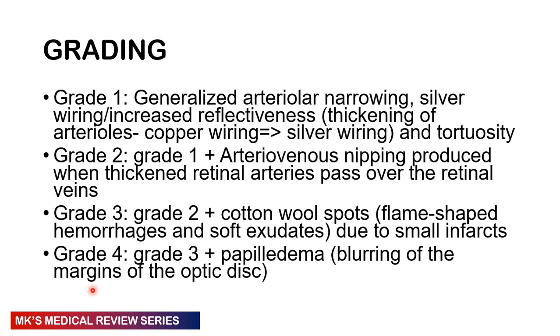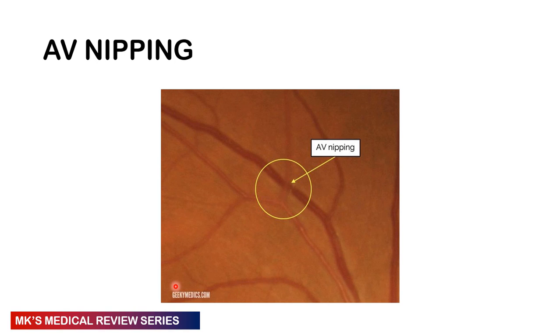Then grade 4 is everything that you had in grade 3 with papilloedema. You may have blurring of the optic disc margins. So this is what arteriovenous nipping looks like as the vessels are crossing over each other, like here. You can see what's happening at this point here.